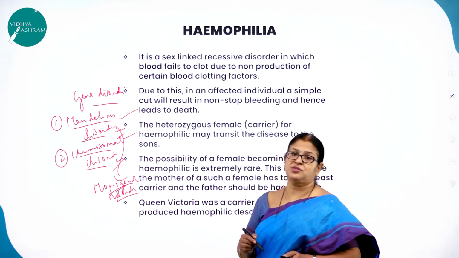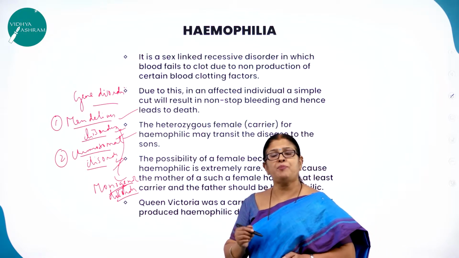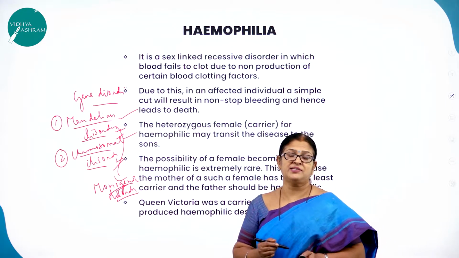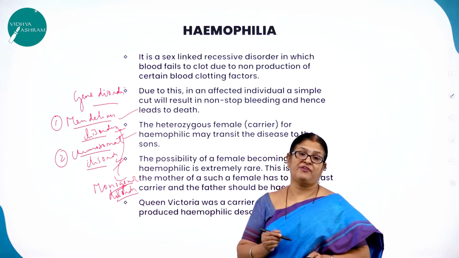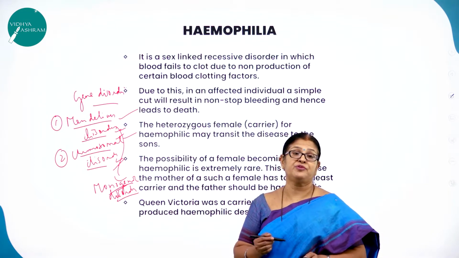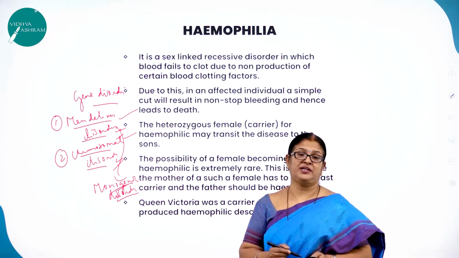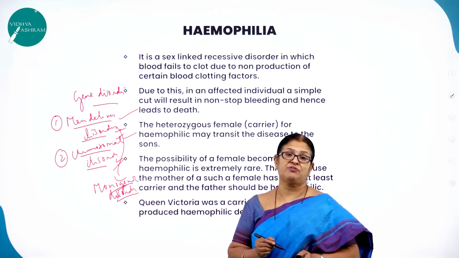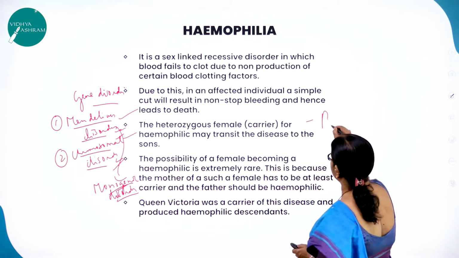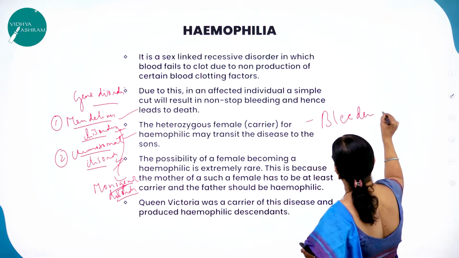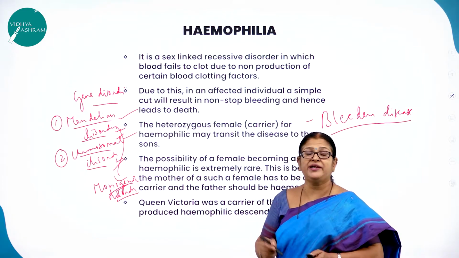Moving on to the first Mendelian disorder, that is about hemophilia. Hope all of you know that hemophilia is a gene disorder caused due to the less number of clotting factor, which results in profuse bleeding. So due to the lack of the clotting factor, there will be continuous oozing of blood. Hence hemophilia is also called as bleeder's disease. Why is it called bleeder's disease?